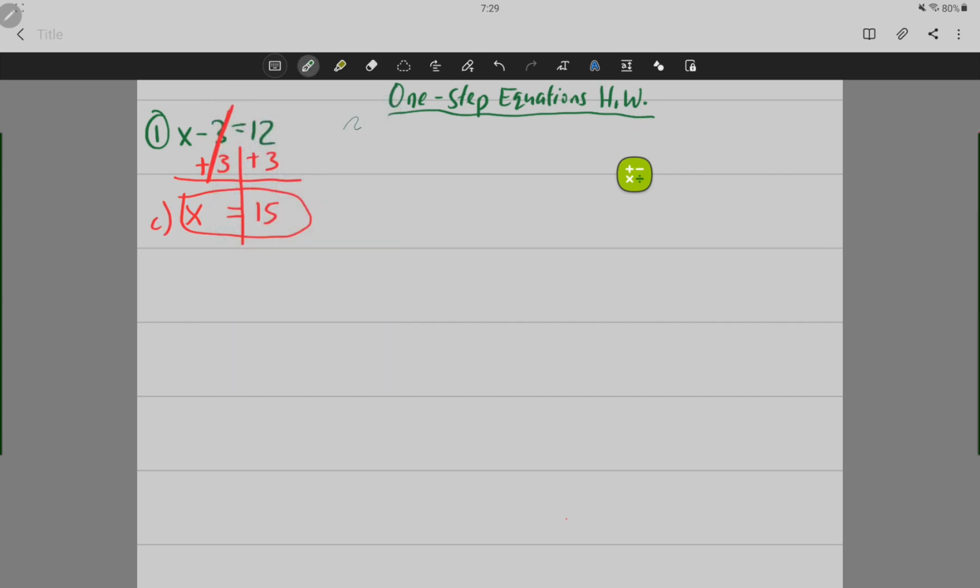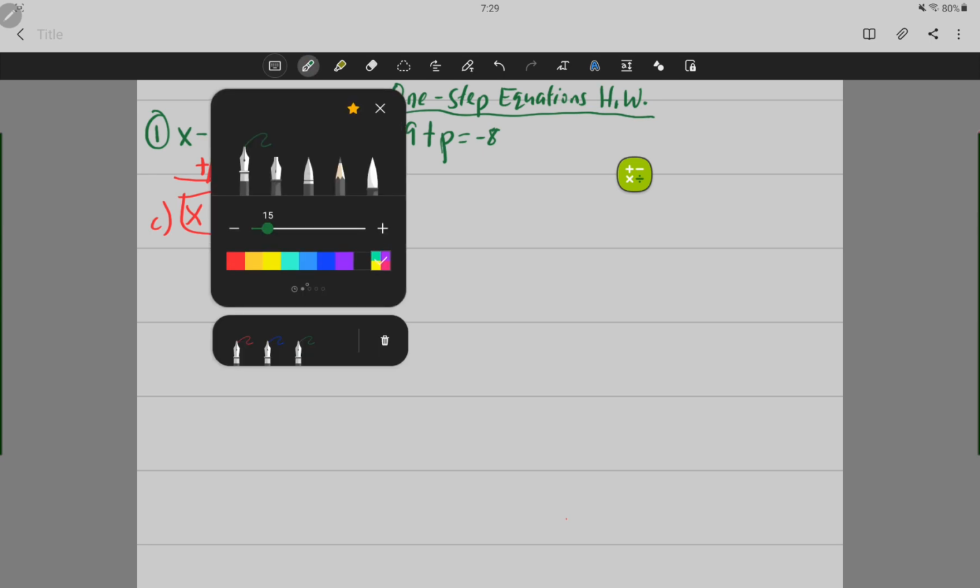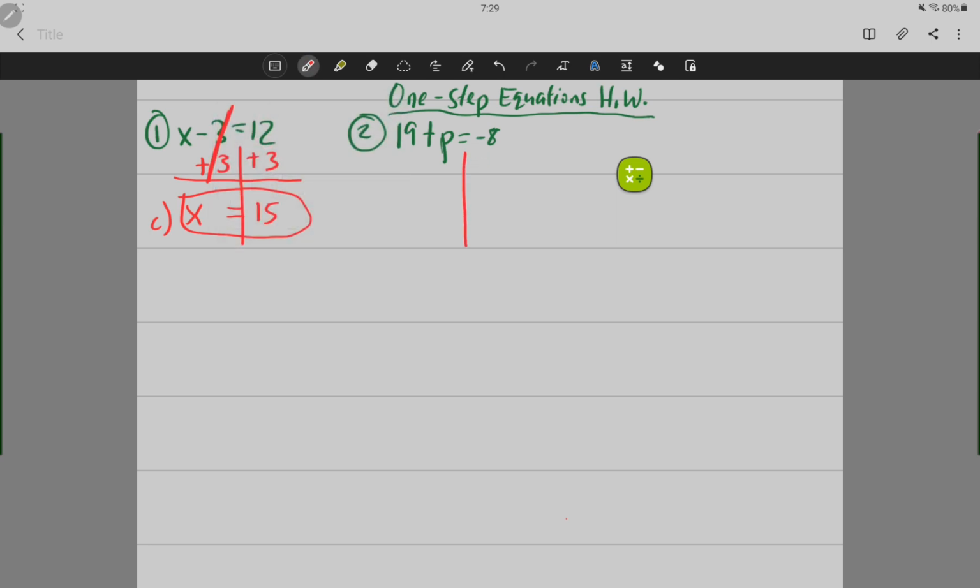It says 19 plus p equals negative 8. Same idea, equal sign, draw the line. Next, we want to isolate the variable p, but we're looking next to it and we see 19, which is positive 19. So instead of positive, we want to subtract 19. And whatever you do to one side, you do the same to the other.